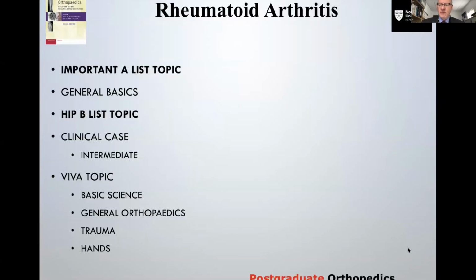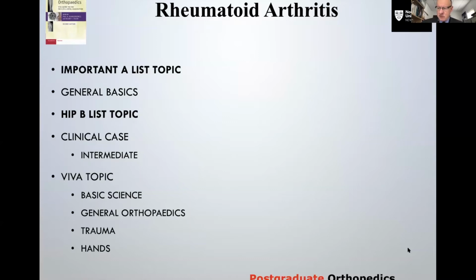We'll start with rheumatoid arthritis because this is the most common arthropathy, affecting around 1% of the population. It's an important topic for the exam, and there are, in essence, two parts to rheumatoid arthritis. There is the basic science of rheumatoid arthritis, covering the general basics of the condition. What is rheumatoid arthritis? What is its etiology? How do we manage it?